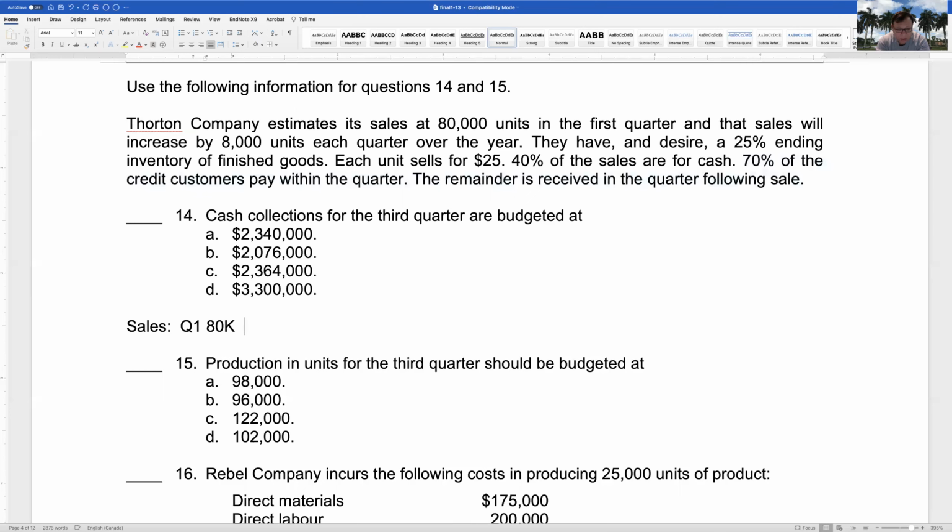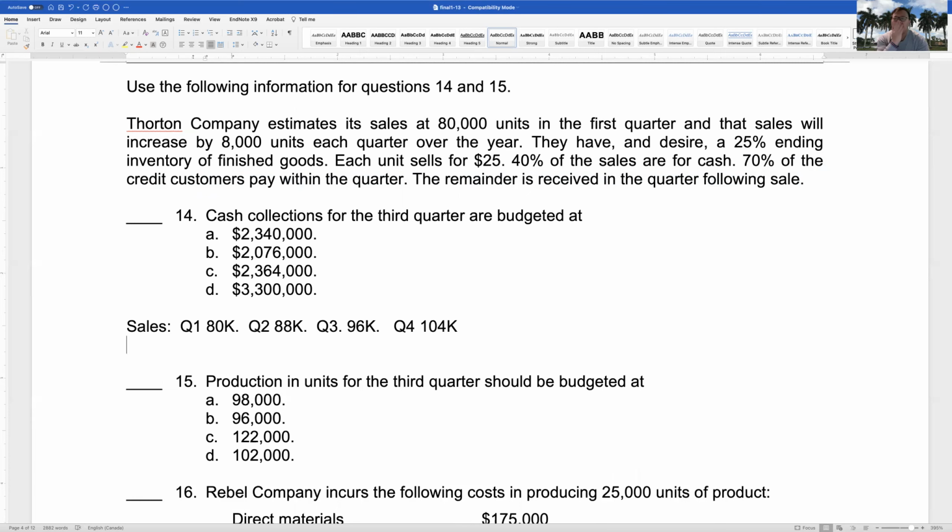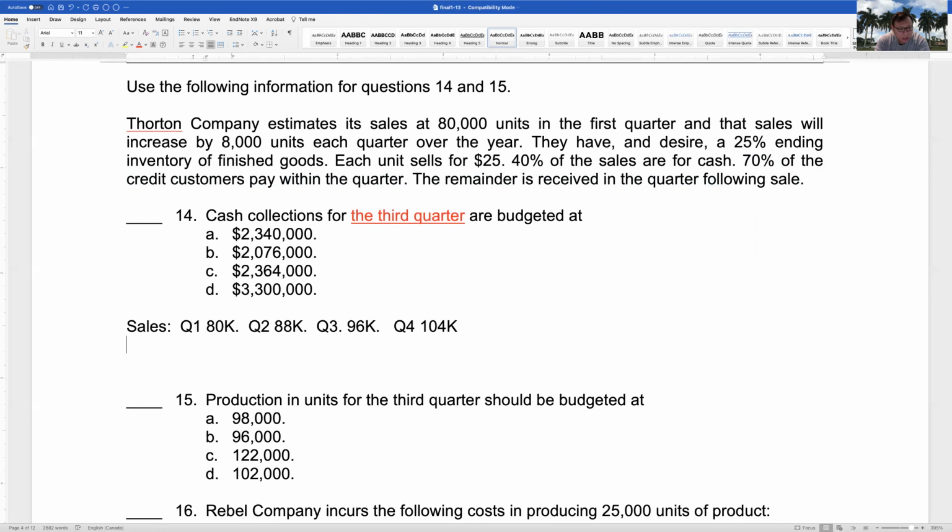So for the next one, my Q2 should be 88K. My Q3 should be 96K. And my Q4 should be plus 8, 104K. Okay, so that's my sales. Now they are asking about the third quarter. I want to see how much cash I can collect during the third quarter.